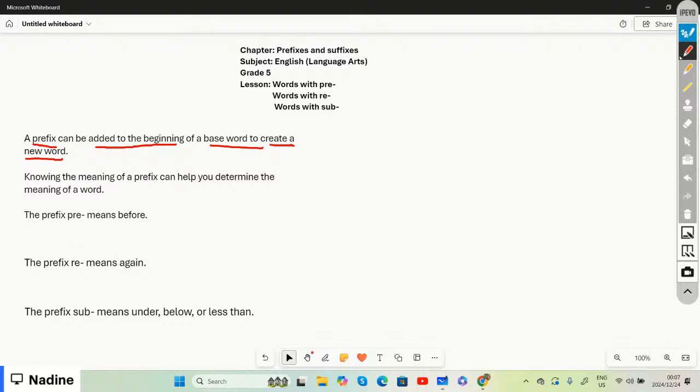So basically, depending on the prefix, each specific prefix will have its own meaning, or they'll create a new meaning or new word when added to the base word. And knowing the meaning of a prefix can basically help you to determine the meaning of a new word.